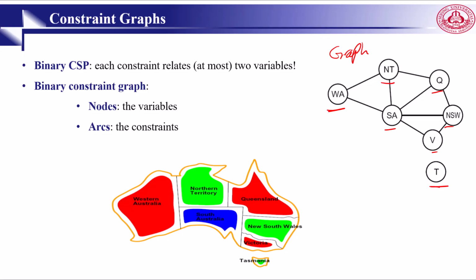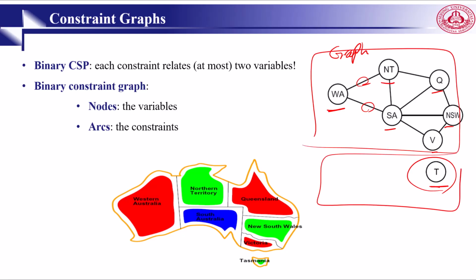But this WA has a constraint with NT. WA has a constraint with SA. WA has no constraint with T, right? So in this way, we can try it. It means if two variables are in conflict, there will be a link between them. So general purpose CSP algorithms use the graph structure to speed up search. For example, as you can see here, Tasmania is an independent sub-problem. So we consider this as one sub-problem, and this as another sub-problem.